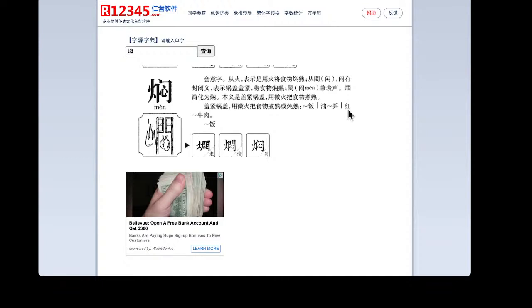Now, that character itself, you can see that there's a heart. It's a heart inside the door, which means the heart being closed off with the door. Shut it off, to deliver that message, right? So it's covered up, closed off. Then they add the fire radical to mean a way of cooking. Basically, you put the food in, cover it, put it on a slow fire, and slowly cook the food. This is called a mun.